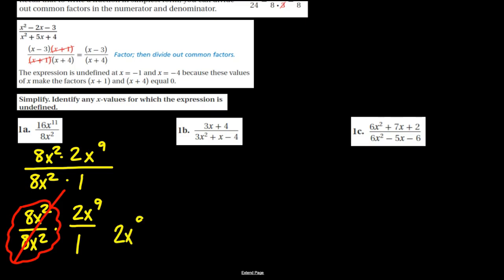No one really writes over 1, do they? No, that's just ridiculous. It doesn't say 24 over 1 on the back of your jersey, does it?